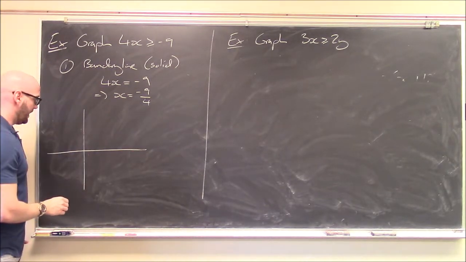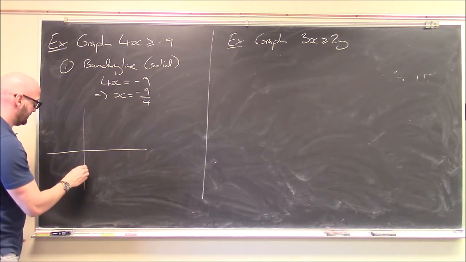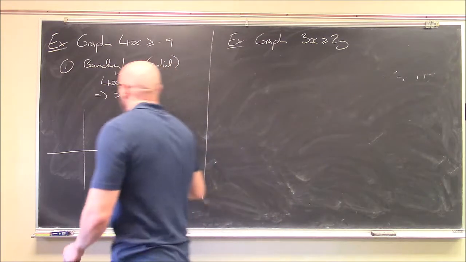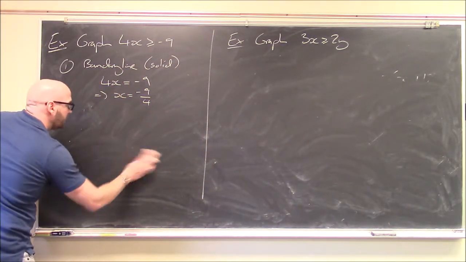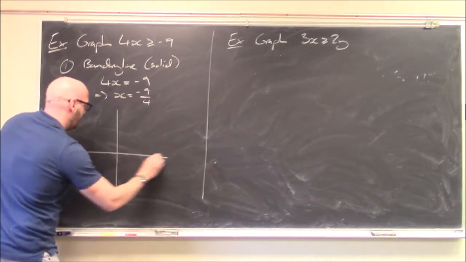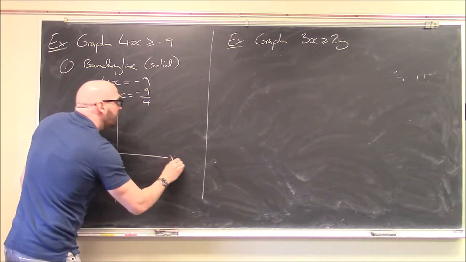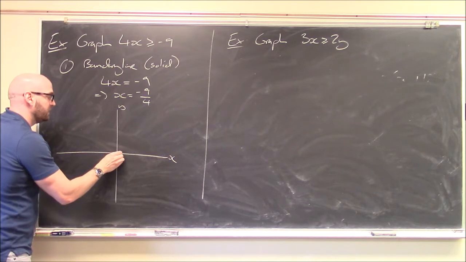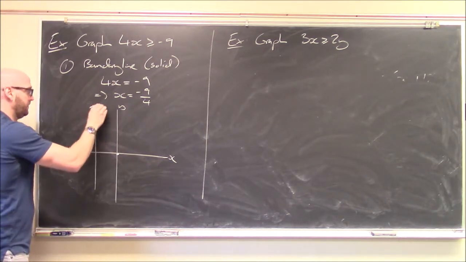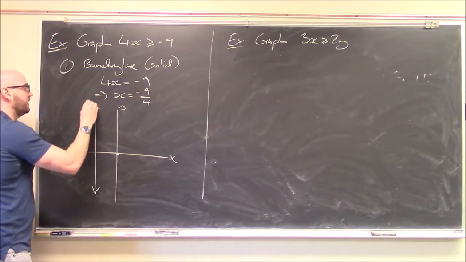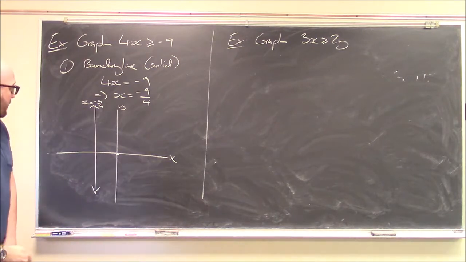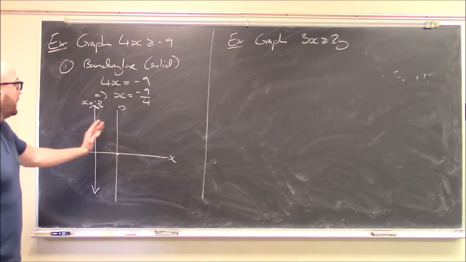So minus 9/4. Let's move my y-axis a little bit. Okay, so here's the x-axis, y-axis. There's the origin. Minus 9/4 somewhere over here. So there's x equals minus 9/4. So there's my boundary line. I've drawn it as a solid line.